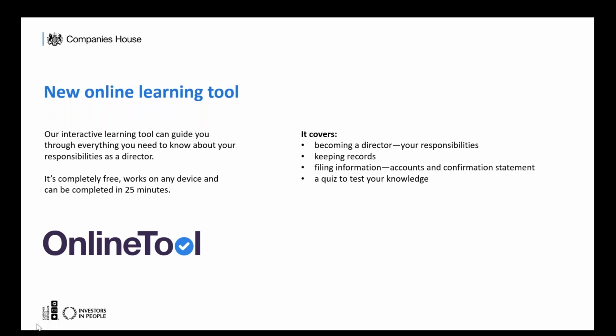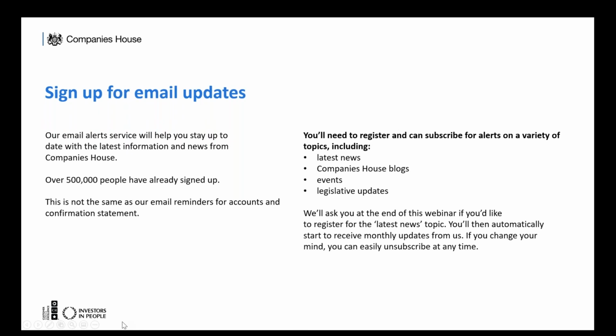Just a quick mention of email updates. By signing up to our email update service, we will inform you of any changes happening in the world of Companies House, so you know what's happening and when, and this is separate to the email reminder service, which I'll mention in a moment. So basically, we'll send you an email with any new developments or events that we are holding, and usually this goes out every 2 weeks.